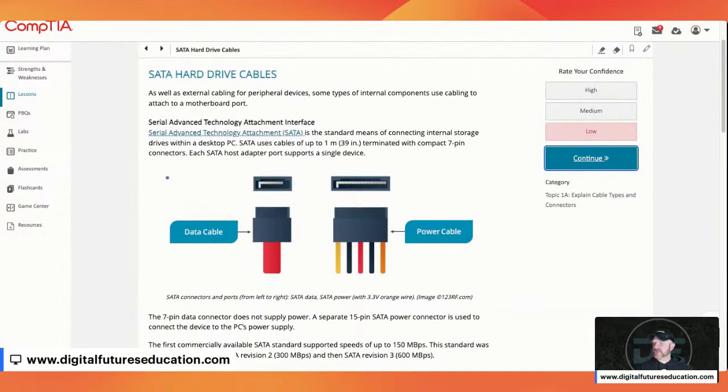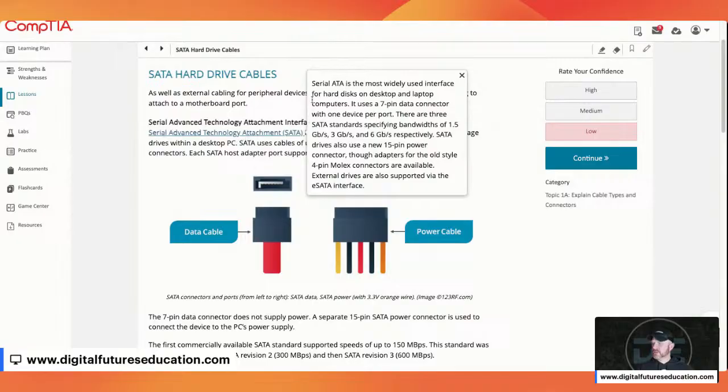SATA hard drive cables. So here we have the Serial Advanced Technology Attachment interface. Serial ATA is the most widely used interface for hard disks. On desktop and laptop computers, it uses a 7-pin data connector with one device per port. There are 3 SATA connectors, 3 SATA standards, specifying bandwidths of 1.5 gigabytes per second, 3 gigabytes per second, and 6 gigabytes per second, respectively.